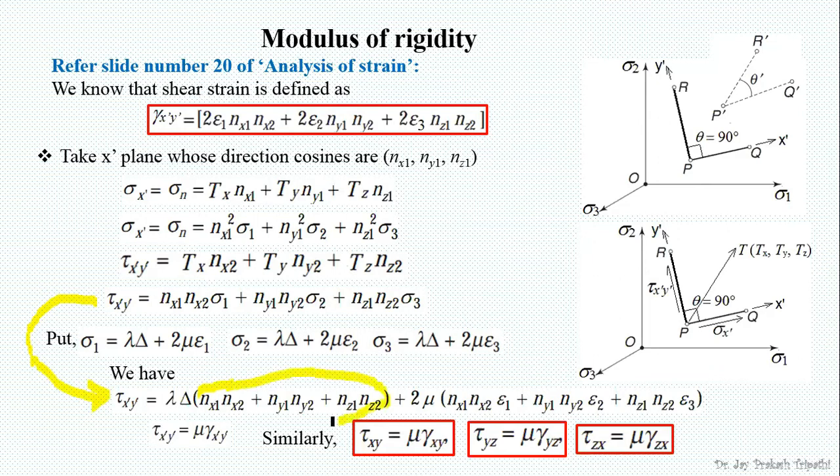Here this part will be equal to 0, because here you are taking multiplication of two unit vectors which are mutually perpendicular. So cos theta will be cos 90 degrees, which is 0, and this term can be replaced by gamma x dash y dash. So finally we will get tau x dash y dash is equal to mu gamma x dash y dash. Similarly, we can find out the relationship between tau xy and gamma xy, tau yz and gamma yz, tau zx and gamma zx. Here the coefficient mu represents the modulus of rigidity.